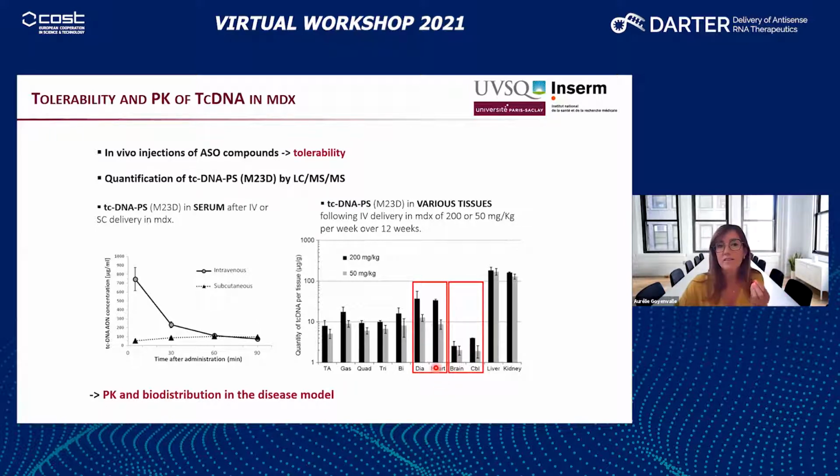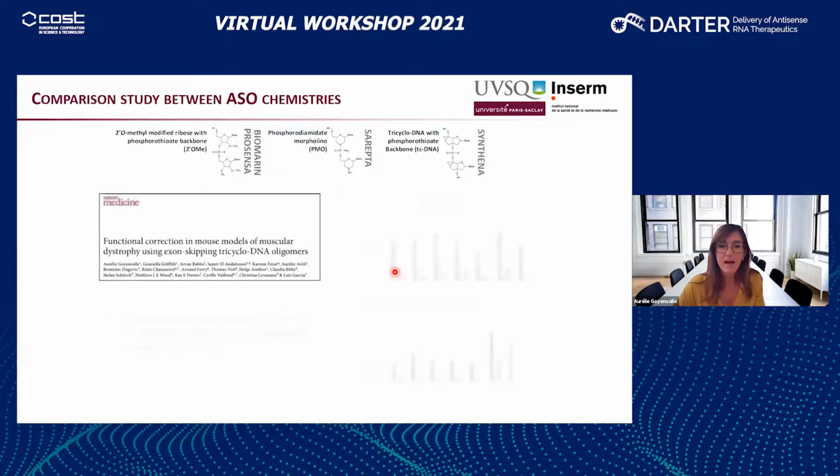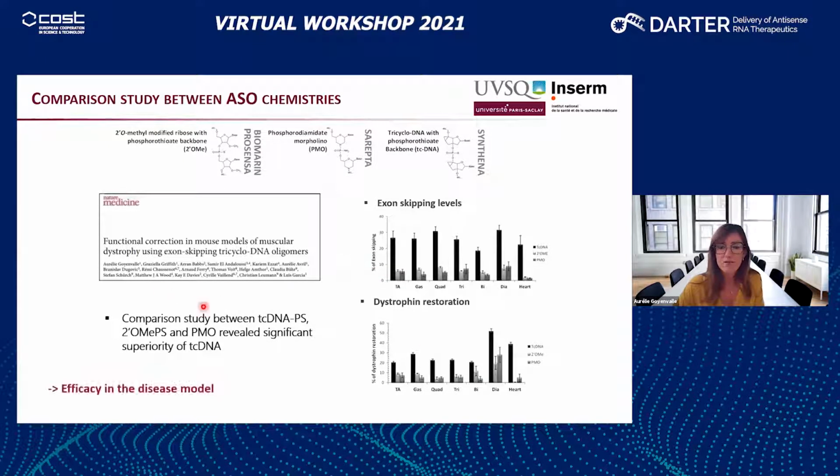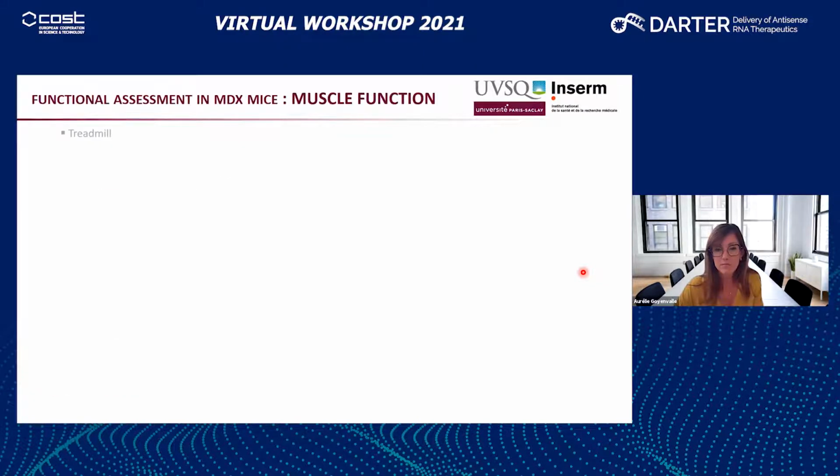In Duchenne, it is particularly important because the biodistribution is generally facilitated because of the disease. So that would give you a better idea than treating wild type mice. And this may be true for a lot of disease models. You want to get an idea of the efficacy, and in this case, we had compared our particular chemistry to two other chemistries, and you can see that we had a look at the exon skipping level, and we had a look at the protein level, and in each case, we were able to show that the tricyclo were giving higher exon skipping levels and higher dystrophin restoration. So this is important to be able to show the efficacy in your disease model.